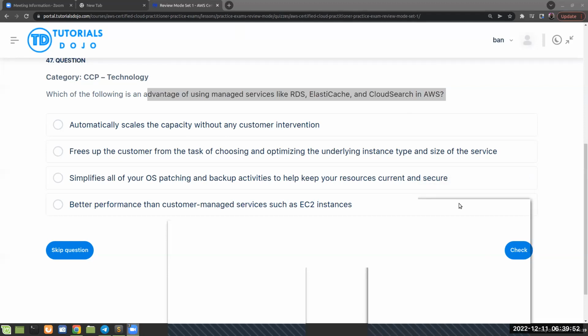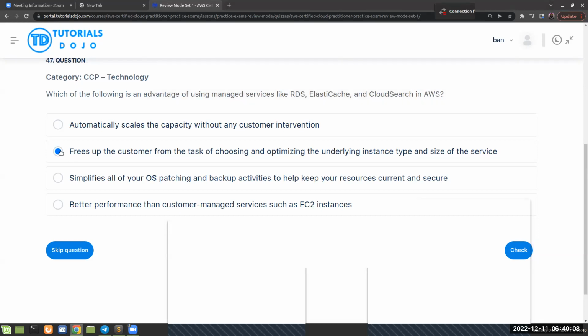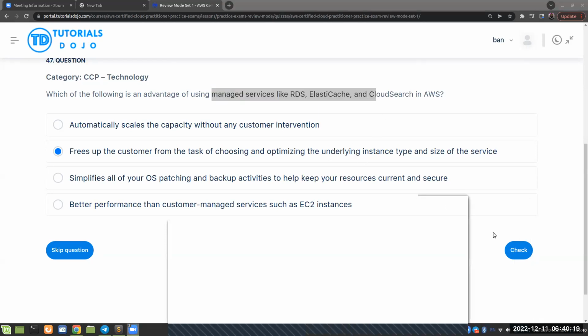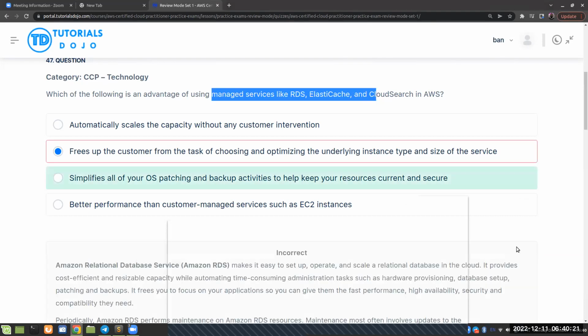Okay, I see you have B. I see there's a C. B. Okay, I see another B. I hear another B. So I'm going to take the majority. Managed services like RDS. Okay, let's see. There's something not right. It's C.